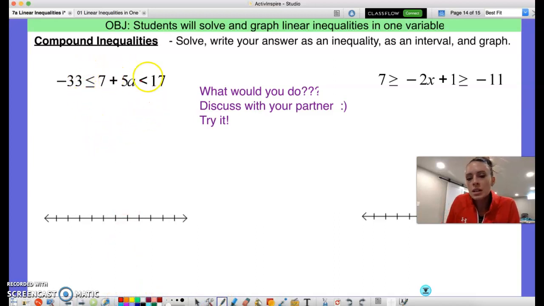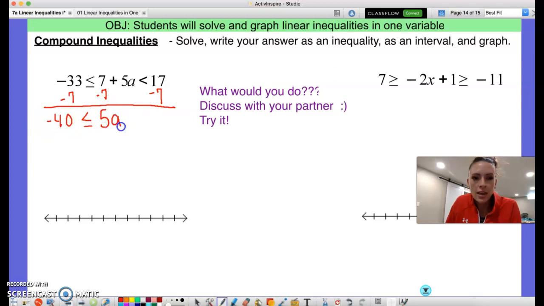We're going to treat these like equal signs, right? So whatever we do to one side, we've got to do to the others. And don't forget, when you divide by a negative, you've got to flip the signs. So first of all, I want this 5a by itself. I'm going to subtract 7 from the left, the right, and the middle. That gives me -40 is less than or equal to 5a is less than 10.